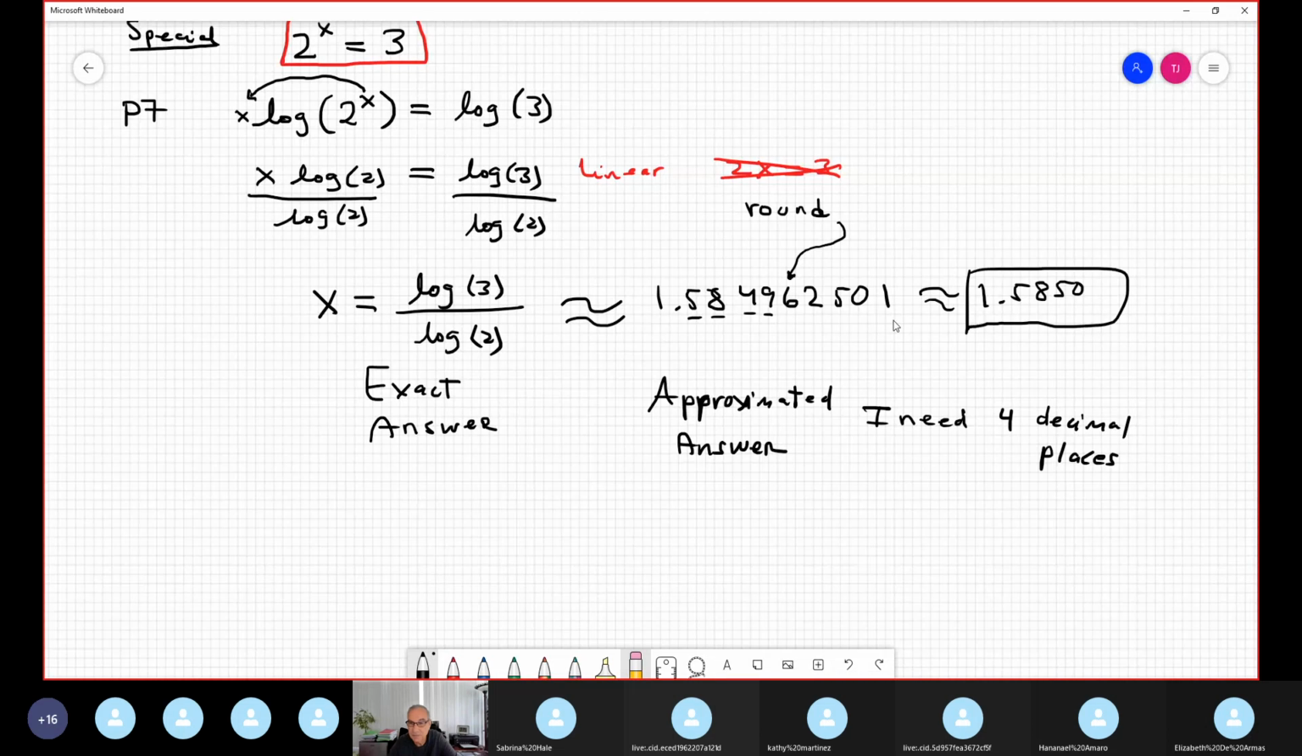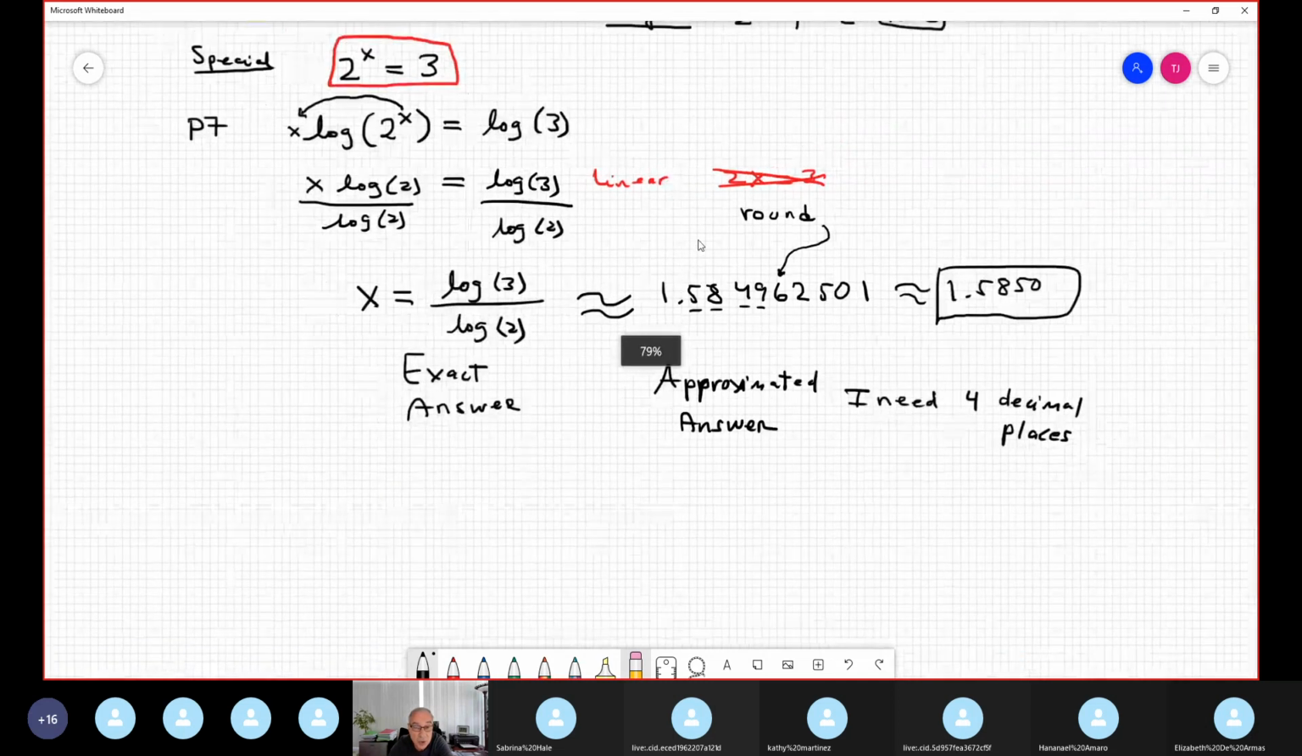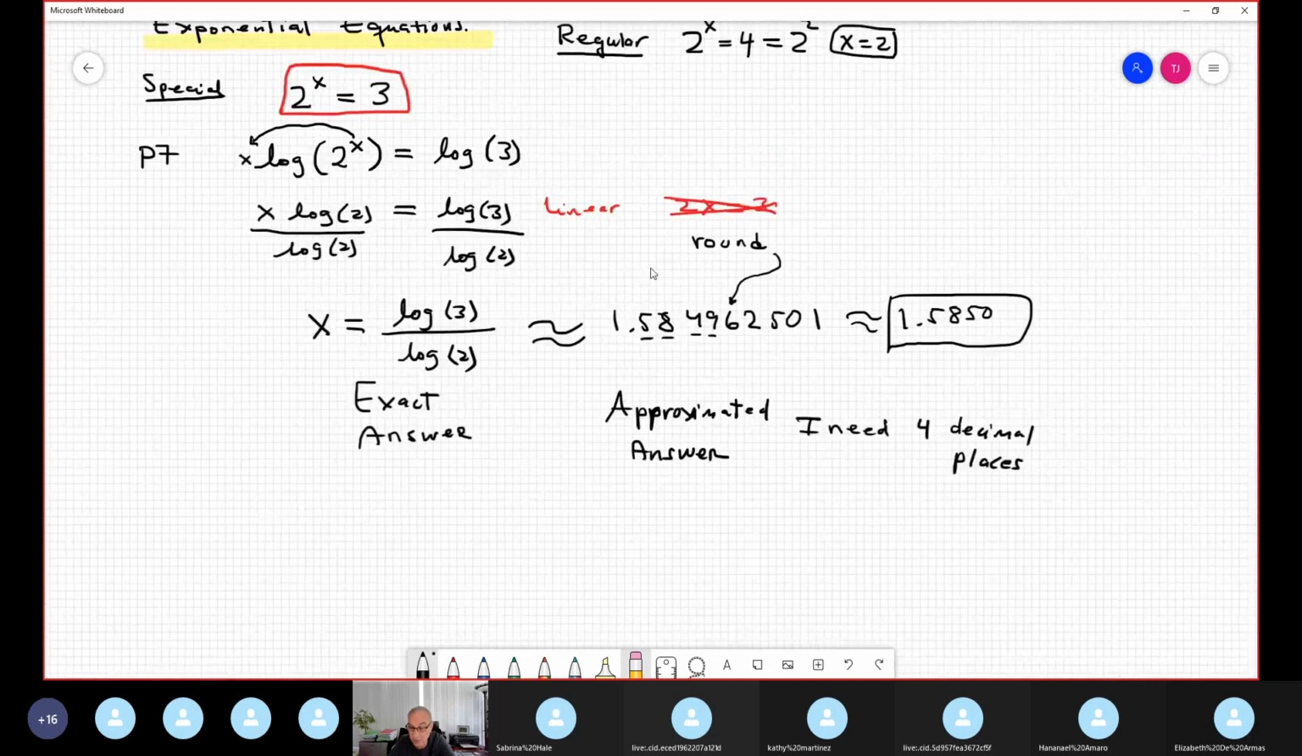Any question? Okay. In the special exponential equation, normally the solution is an irrational value. This is an irrational number. The majority of logarithms are irrational numbers, so I have infinite decimals. Now you need to truncate or round to the specific decimal place the test says.